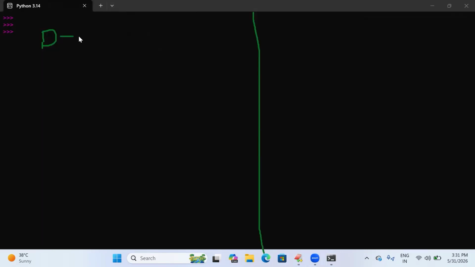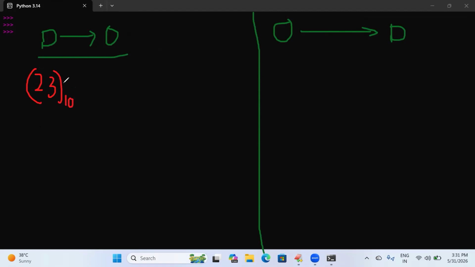So we have conversions: decimal number to octal number, and octal number to decimal number. So let's see decimal number to octal number. For example, we take the decimal number 23 of base 10. Base 10 means it is a decimal number. So we have to convert this 23 of base 10 to base 8, x of base 8. This base 8 stands for octal number.